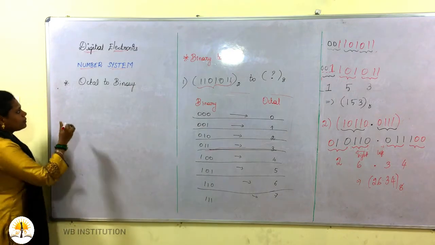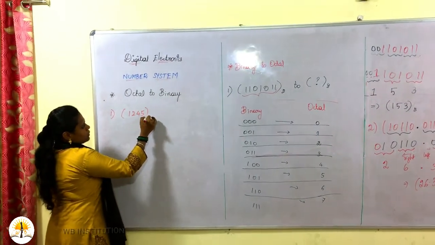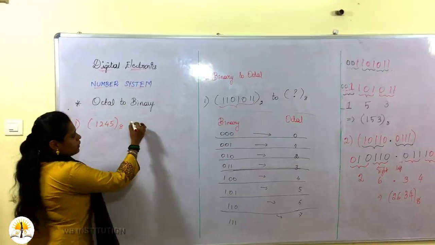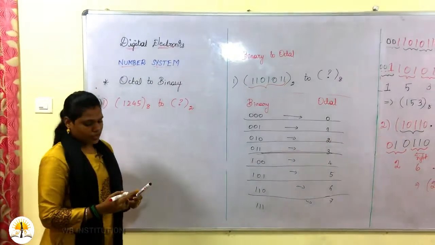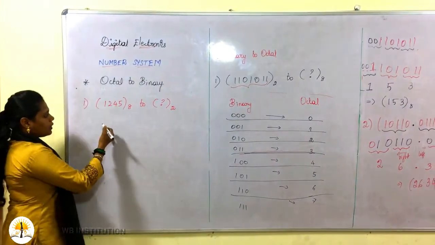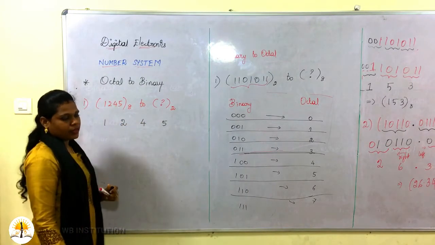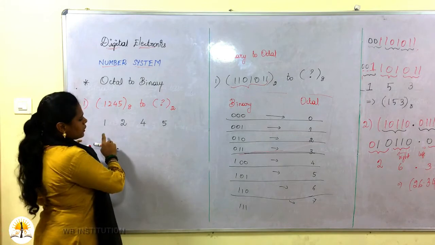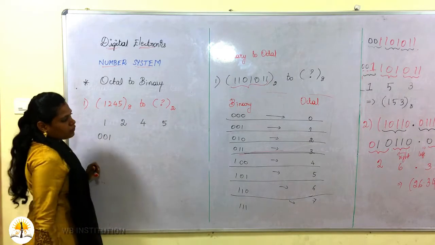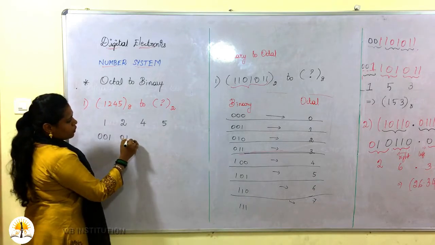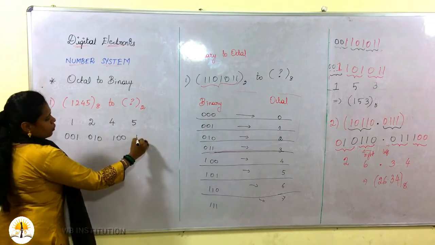Just take any number. This is your octal number, 1245. You need to convert it to binary. What is the conversion for this? Okay. So 1, 2, 4, 5. Very easy method and very simple one to calculate. Just check the value for 1. It's 001 and for 2 it's 010. For 4 it is 100 and for 5, 101.